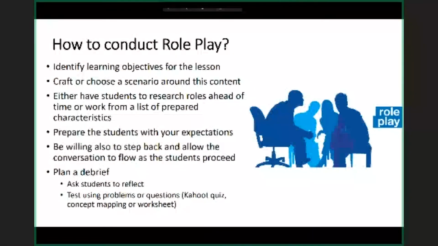So in the past, I've used Kahoot quizzes to test how they're doing because it helped me, again, in real time, see where the gaps were and to address it right then if there was something that was still missing. You could use concept mapping or worksheets, like problem worksheets in the classroom, to help test and see how they're doing. So those were all formative assessments that I've used in the class to see how things go after the role play.